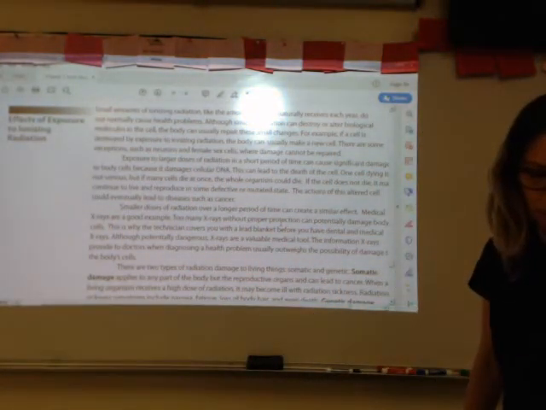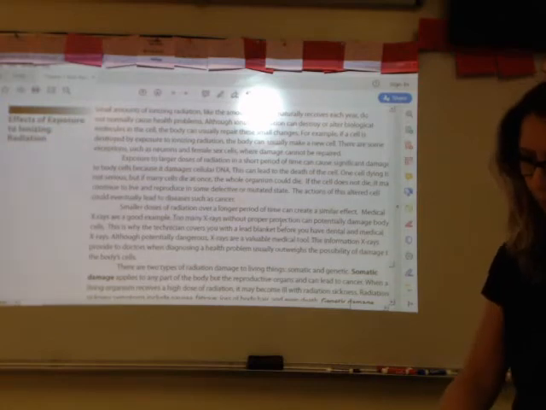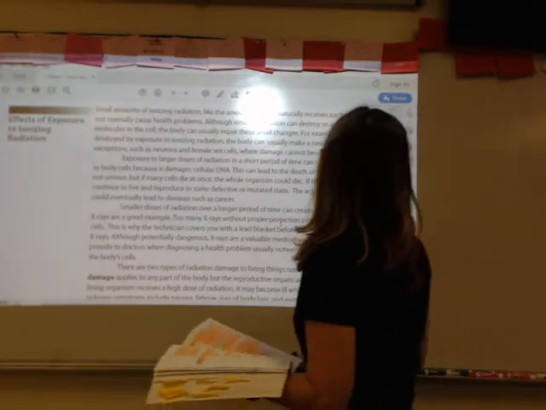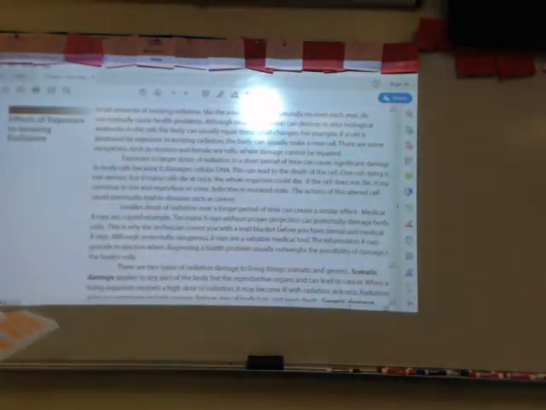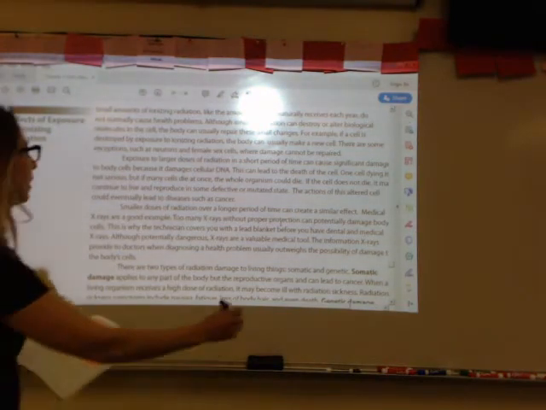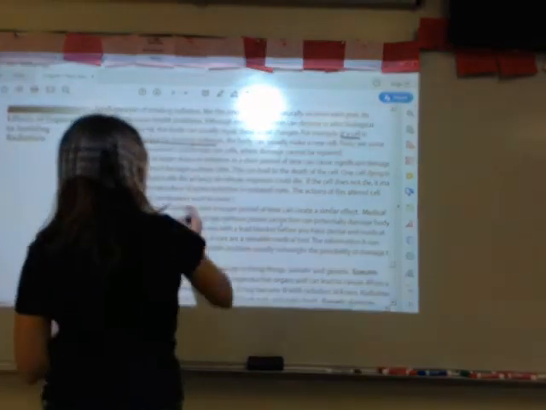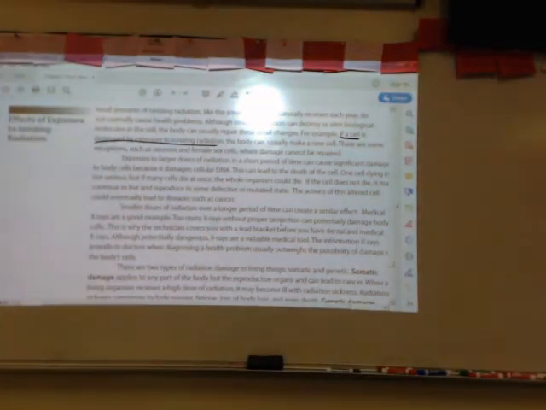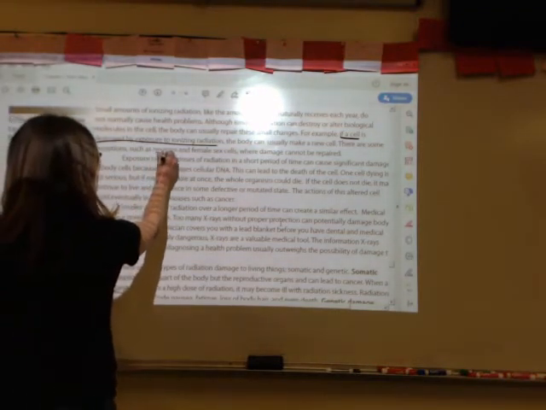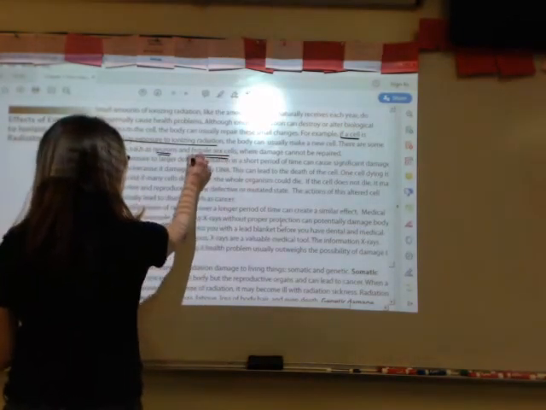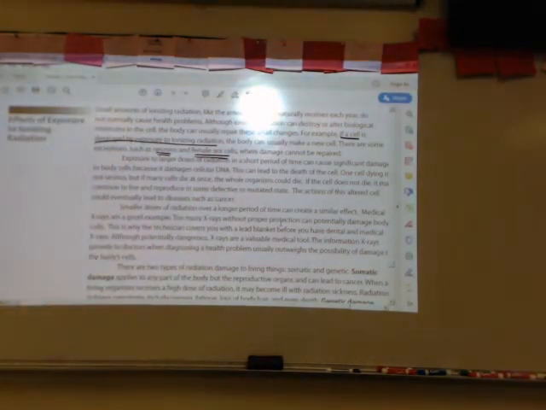Let's talk about the effects of exposure to ionizing radiation. Small amounts of ionizing radiation, like the amount a person naturally receives each year, don't normally cause health problems. If a cell is destroyed by exposure to ionizing radiation, typically the body can make a new cell. There are some exceptions, like neurons and female sex cells, where damage can't be repaired.